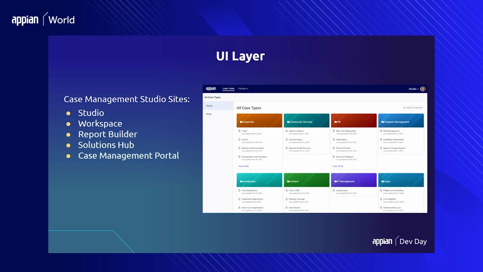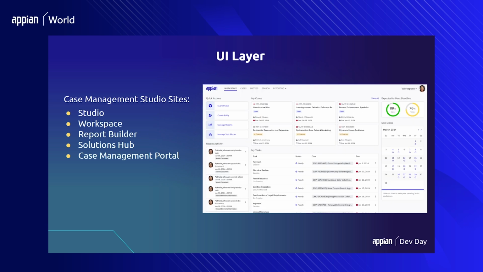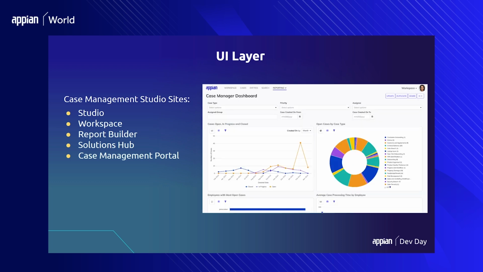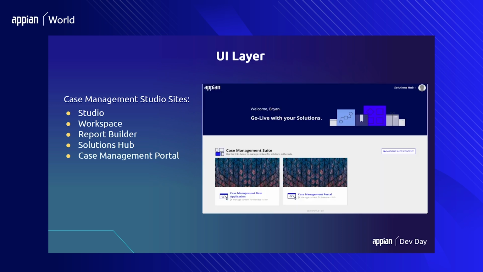All right, so starting with the UI layer. First we have, you guessed it, Studio. As the name implies, this is where you're actually architecting the workflows. Next, we have the workspace, which is where caseworkers actually take action and execute those workflows. Then we have the report builder, which is where users can configure and expose reports. We have the Solutions Hub, where the site configurations are made, such as branding, logos, colors, etc.